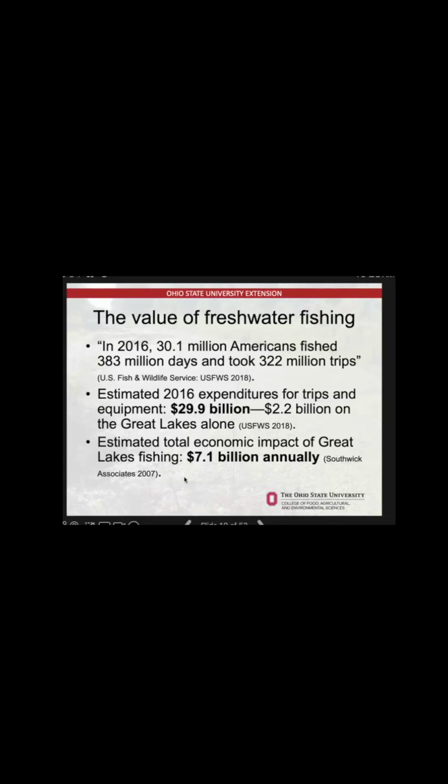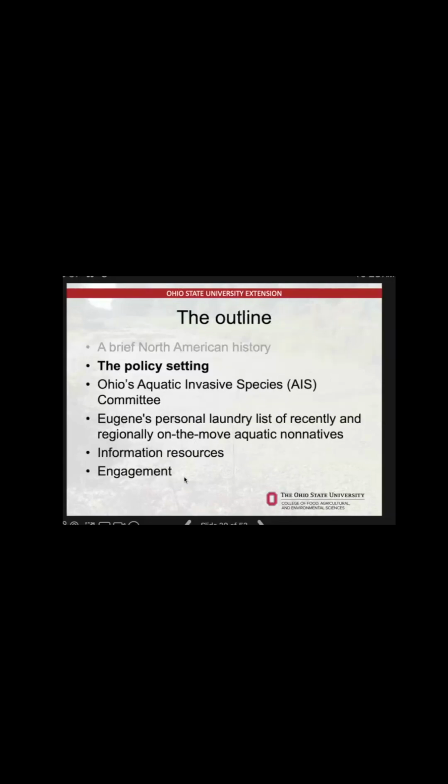Let's talk about policy quickly. So the biggest one I'm going to dwell on is NANPCA, the Non-Indigenous Aquatic Nuisance Prevention and Control Act, which was later revised and condensed to become the National Invasive Species Act. And through it, it created an Aquatic Invasive Species Task Force, or Aquatic Nuisance Species Task Force is how the law is written, although our terminology has changed. It's still called the Aquatic Nuisance Species Task Force. We'll talk about that more soon.